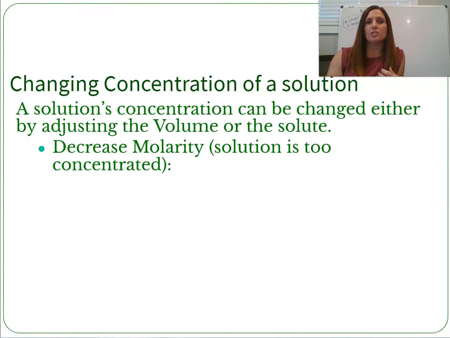There are two ways to change the concentration of a solution. You can either adjust the volume of the solution or the amount of solute that's in the solution. One of the most common things we do in chemistry is called a serial dilution. We're going to dilute the concentrated acid or concentrated stock solution that we have in the cupboard down to the amount that we need for a particular lab experiment.